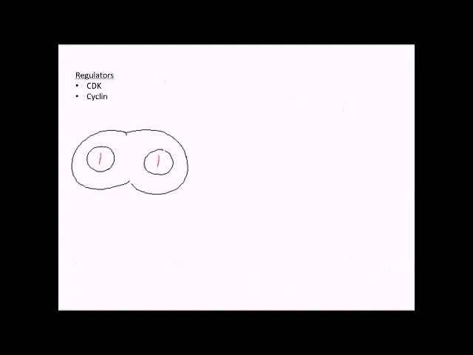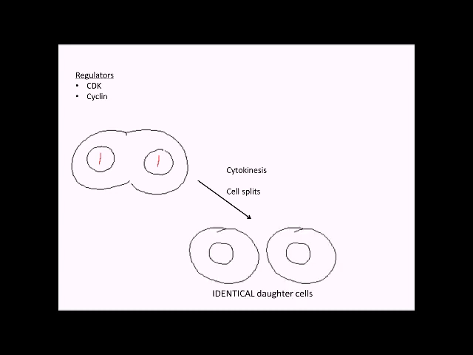Again, CDK and cyclin are regulating this process, and the next step is going to be cytokinesis, where the actual cell splits. And what we're going to end up with after that is two identical daughter cells with the same DNA in both, since we copied it.